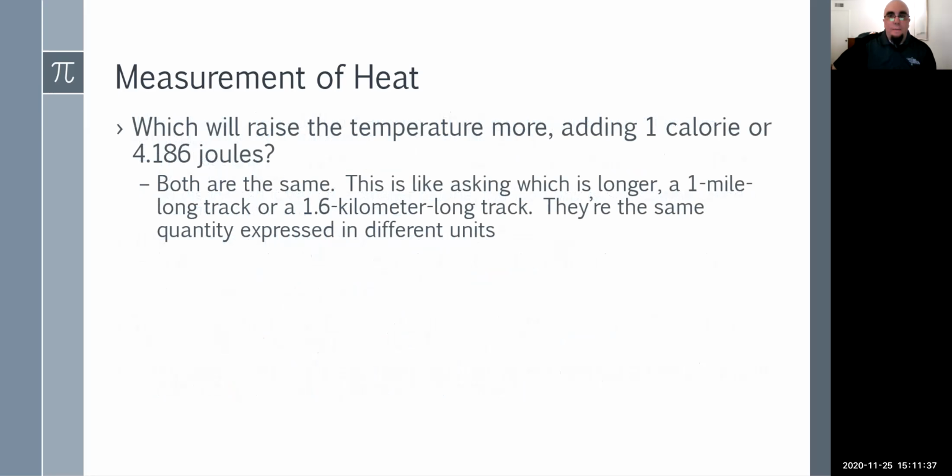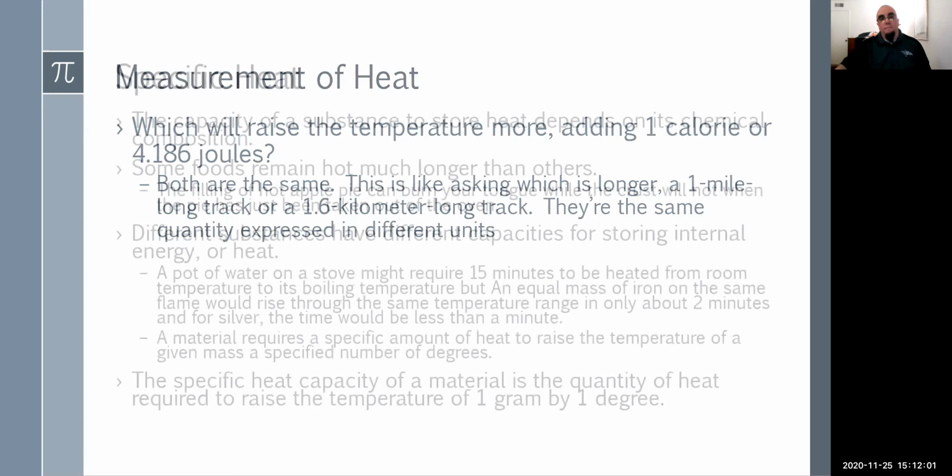So which will raise temperature more, adding 1 calorie or 4.186 joules of energy to something? Well, they're both the same. This is like asking which is longer, a mile track or a 1.6 kilometer track. They're the same quantity, just expressed in different units. Which is going faster, 75 miles per hour or 100 kilometers per hour? Well, they're about the same because, again, they're just measurements in different units.